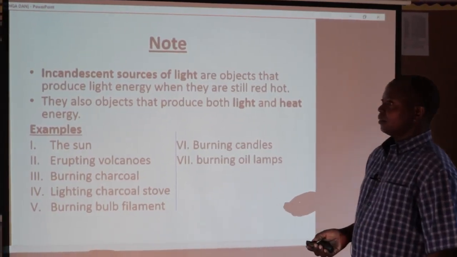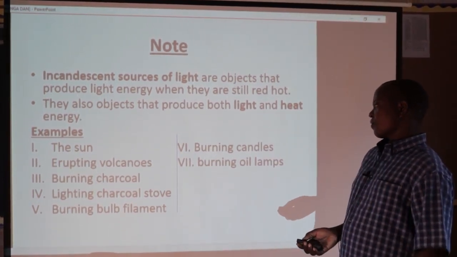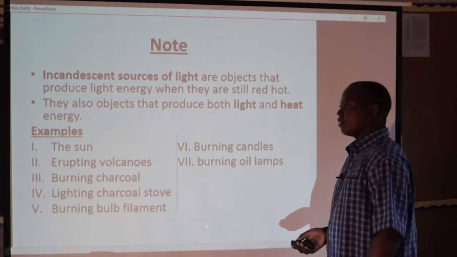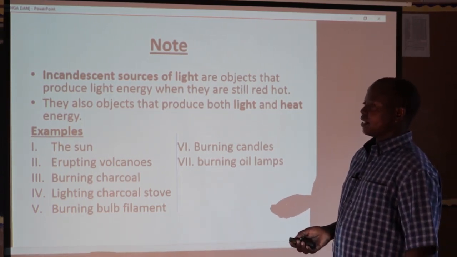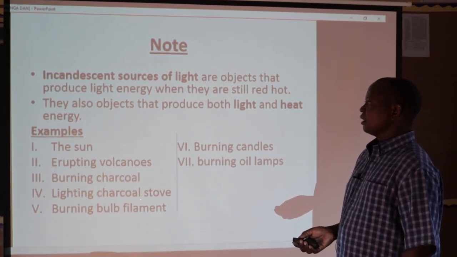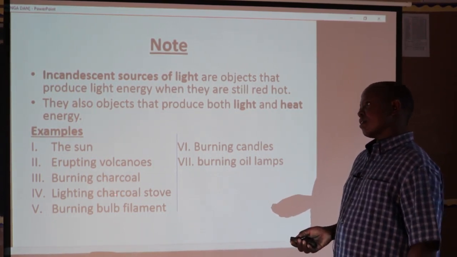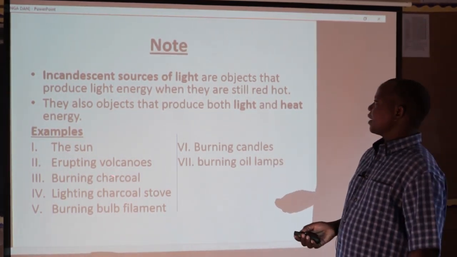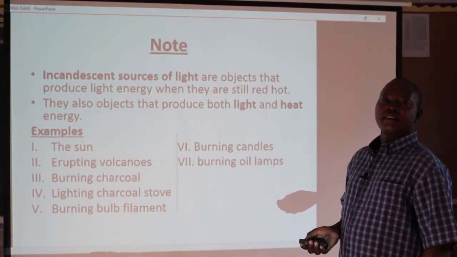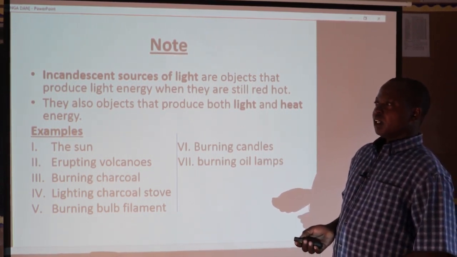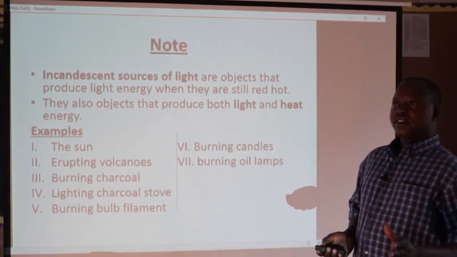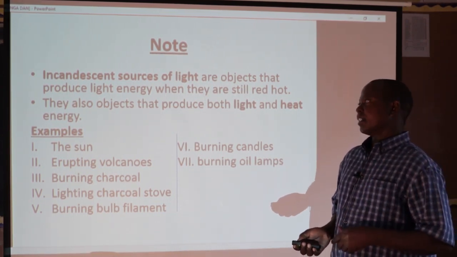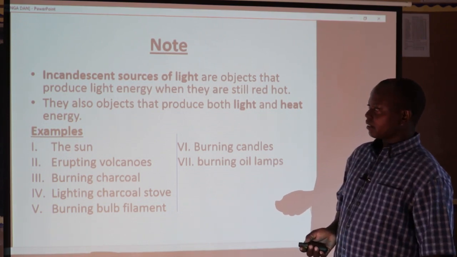So we said we also have objects or sources of light that are both artificial and natural. And they happen to have come with a name called incandescent sources of light. Incandescent sources of light are those objects in the environment that produce light energy when they are still red hot. Or you can say they are materials in the environment that produce both light energy and heat energy.